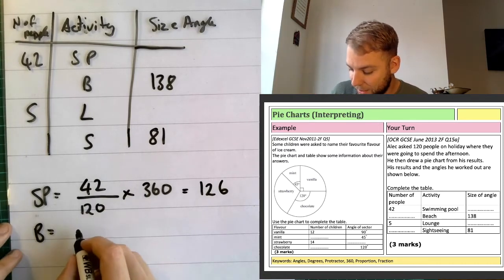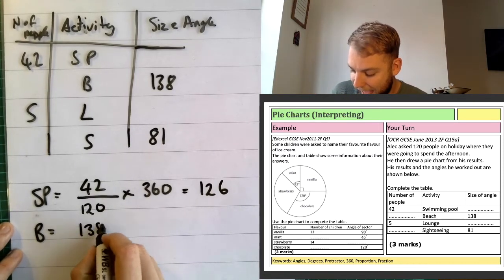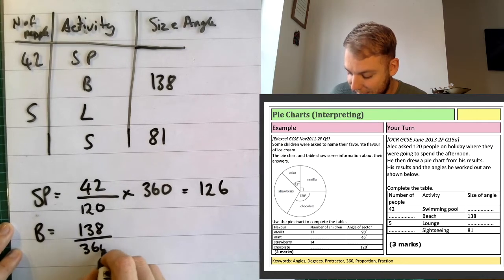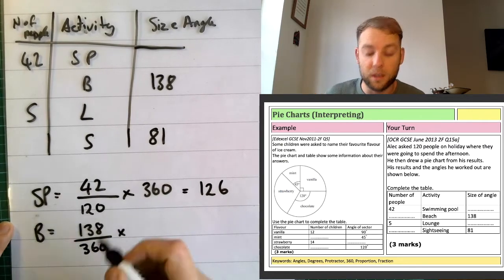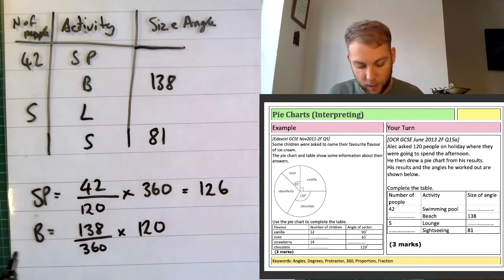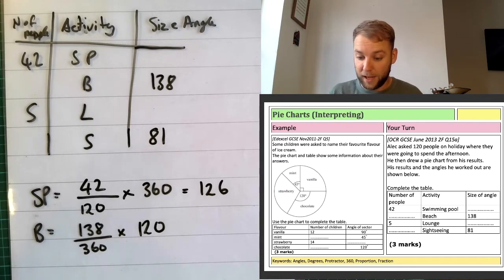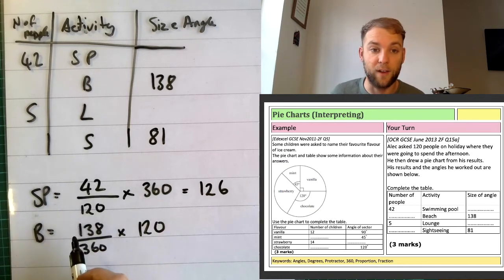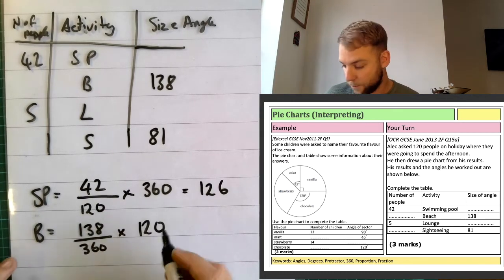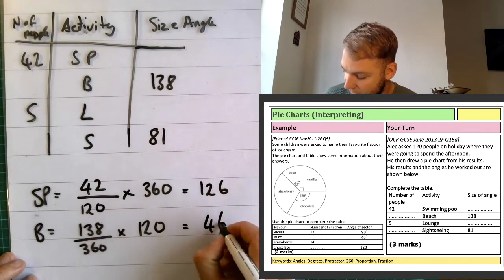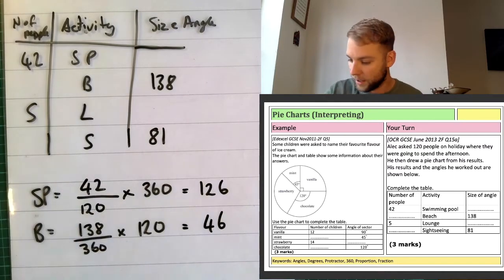So for the beach, I'm actually working out the number of people. So I'm dealing with the angle. So if I'm dealing with the angle, it's 138 out of 360 times by the total amount of people, which is 120. So 138 over 360 times by my amount of people this time, so it's the proportion of angles times by the amount of people, which in this case is 46. Let's start putting these in so I don't get confused.